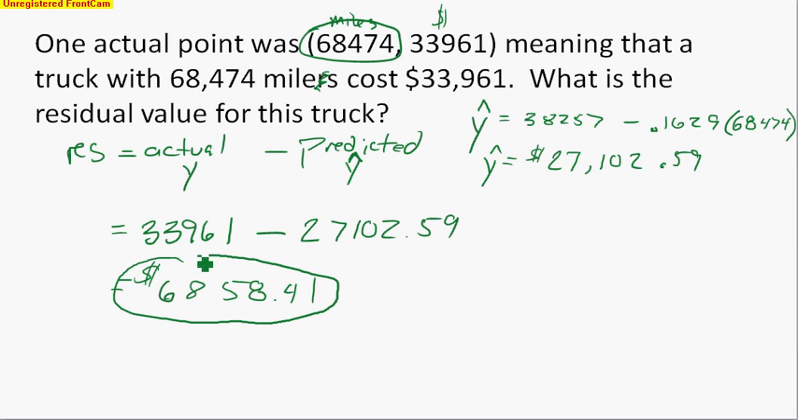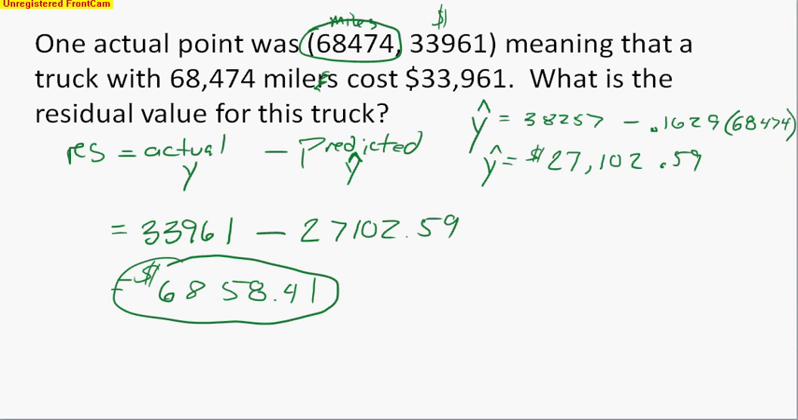All right. So what does that tell me? That tells me that the actual price of this truck was $6,858.41 over what I predicted. So my line predicted about a $27,000 price. The actual was about almost $34,000, and that's where we get this $6,800 difference. So the residual, again, is the difference between the actual value and the predicted.